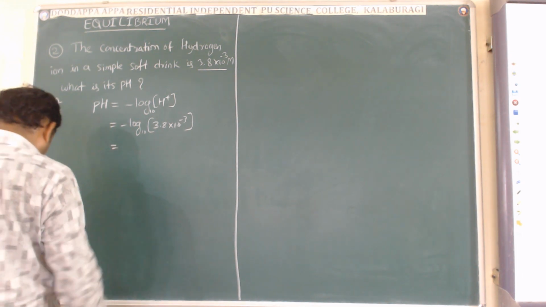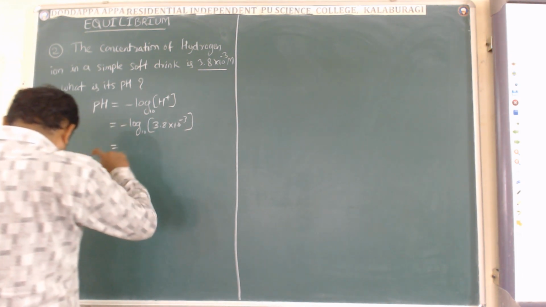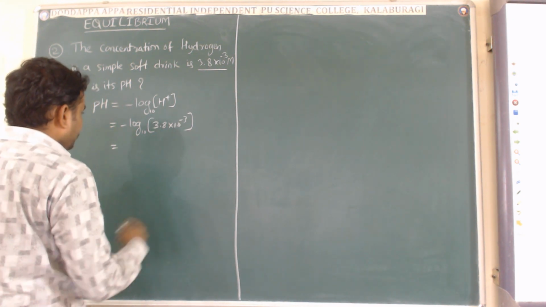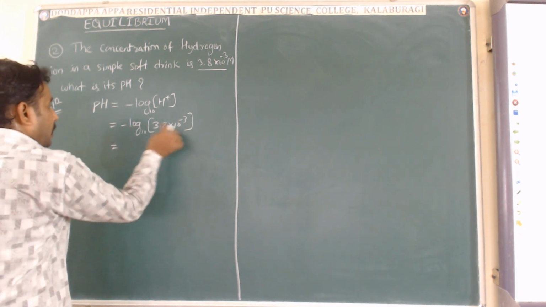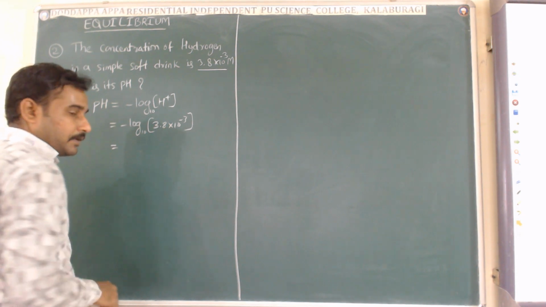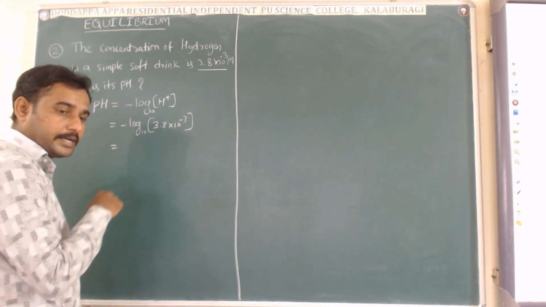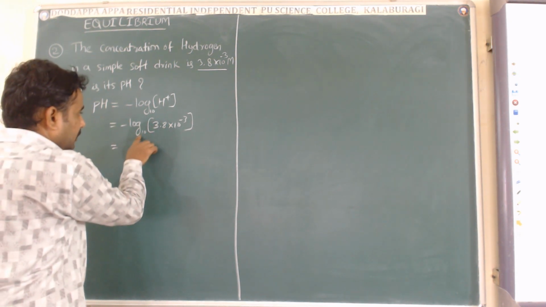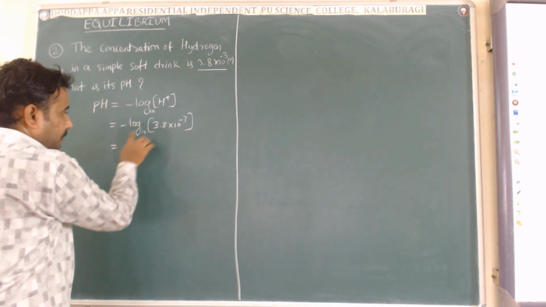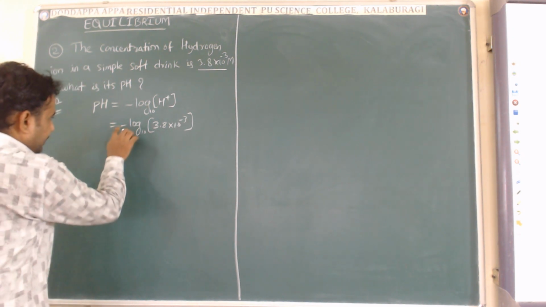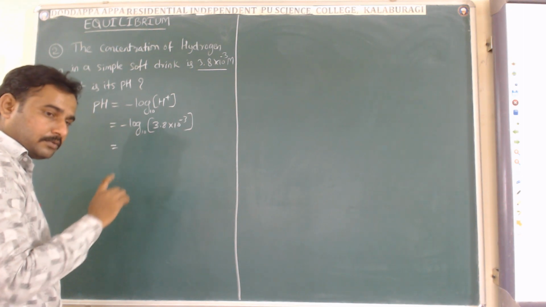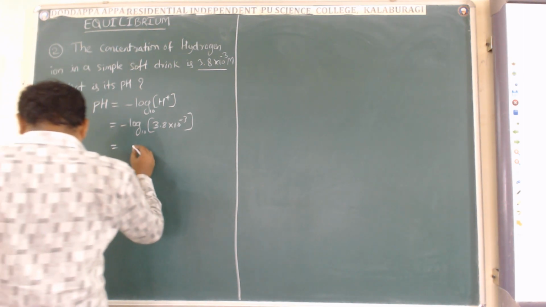Next, you have to learn that log of A into B we write as log A plus log B. Suppose a minus is there, then we have to write minus log A minus log B. So minus log of A into B equals minus log A minus log B. Okay, that you have to write down here.